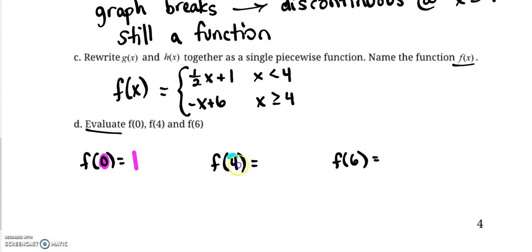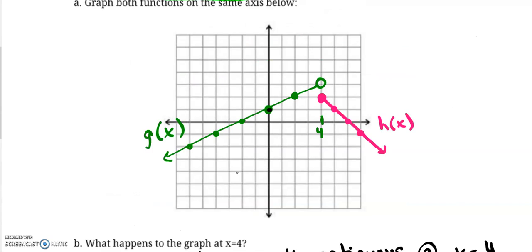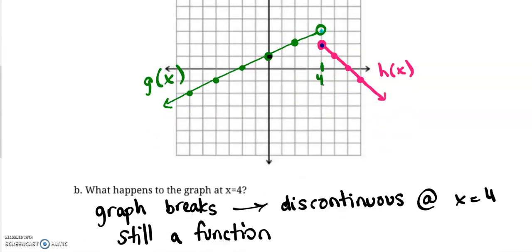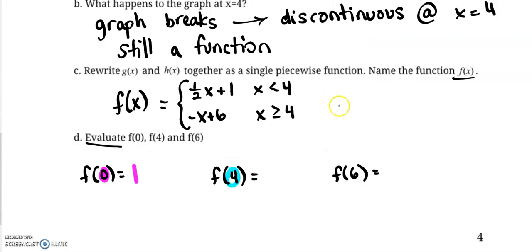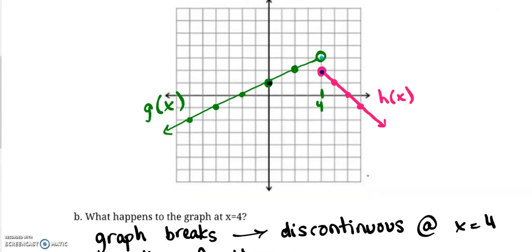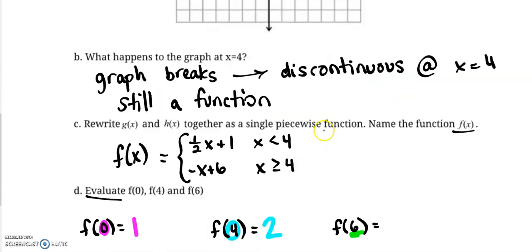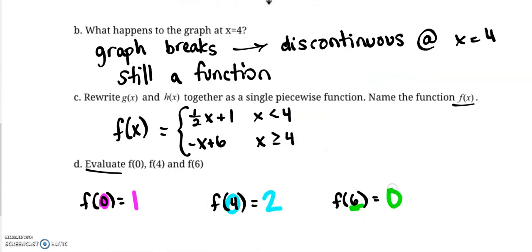Okay, what about 4? Where is x equal to 4? Ooh, which one is it? Well, which one does it equal? It equals and is closed at 2. That's a height of 2. So 2. And then last but not least, what about 6? If I go to 6, 1, 2, 3, 4, 5, 6, it looks like my graph has a height of 0. So we're looking for the y values at each of these places.